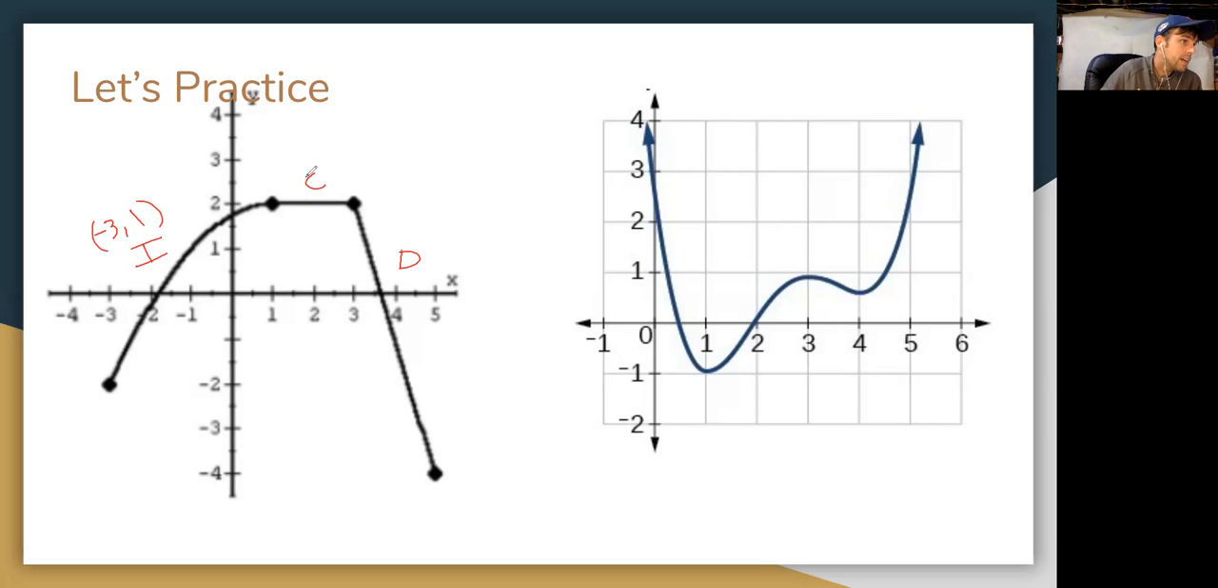And then here we are constant from 1 to 3.